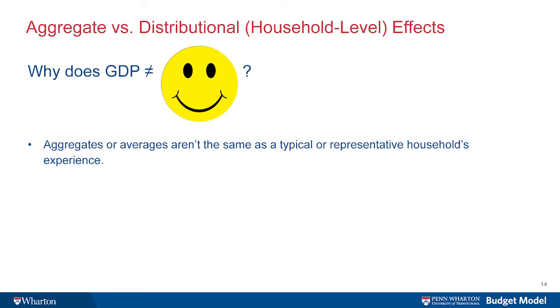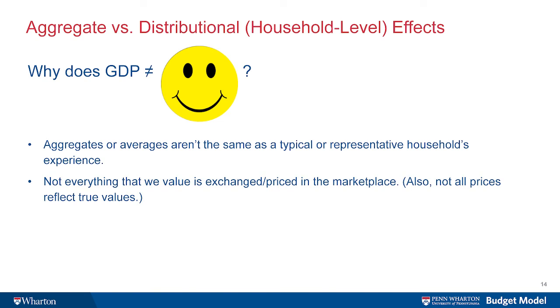So even if we were thinking about, in a median household, the average is often poorly correlated with the median because of the skewness in the distribution of income. Second, not everything that we value is exchanged or priced in the marketplace. GDP is a market-based measure of the level of economic activity. Also, not all prices reflect true intrinsic values, social values.